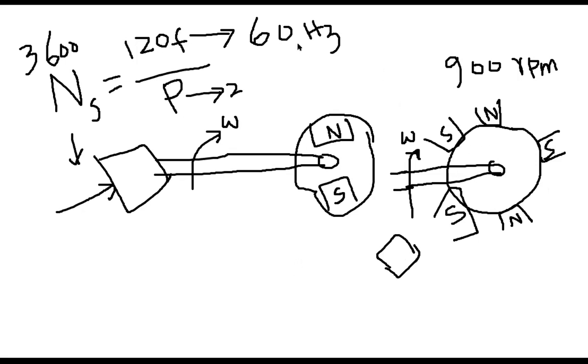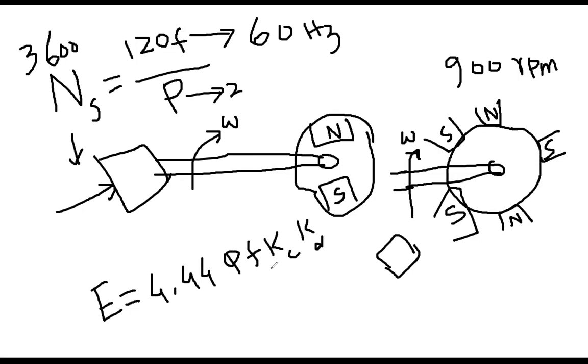Yeah. So in this case, the equation will be E equal to 4.44 N phi F Kc Kd. This will be the equation, where N is the number of turns, phi is the amount of flux, F is the frequency, Kc is called the coil span factor, and Kd is called the winding factor. Okay. Yeah, so it's different.